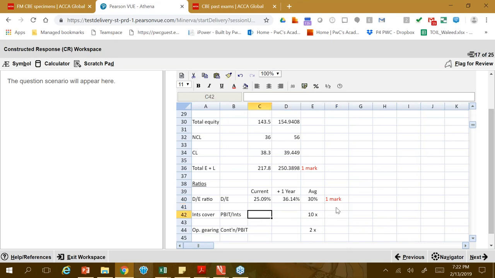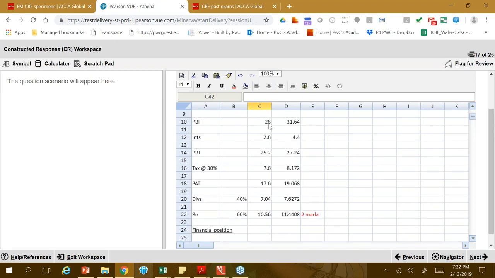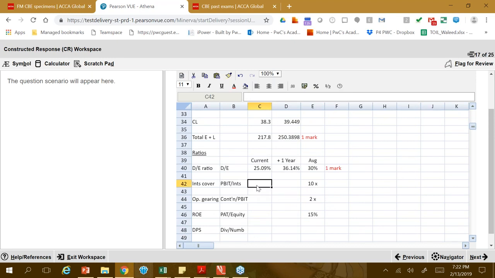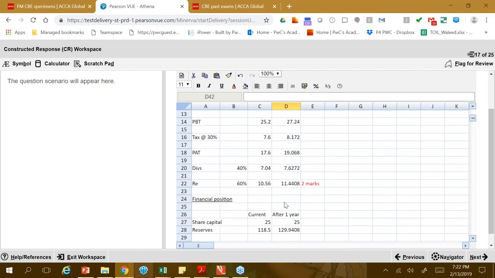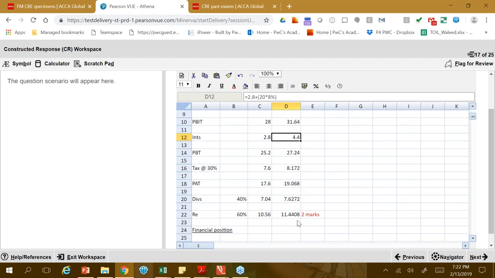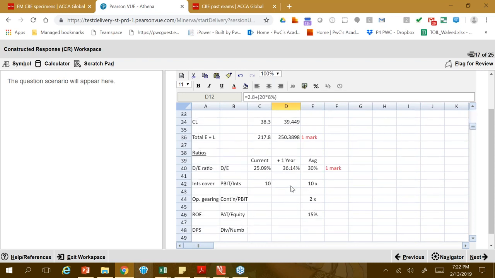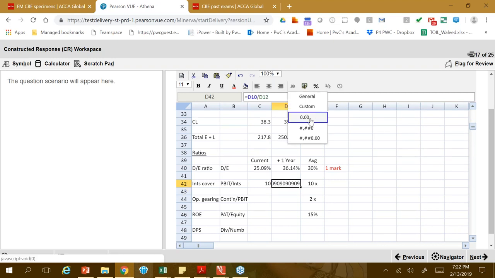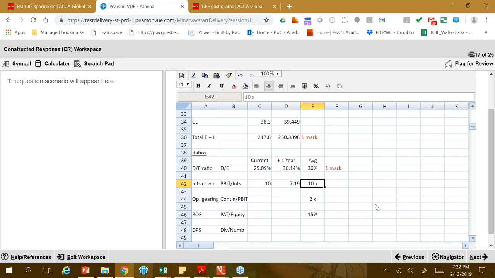Interest cover now. The current data is PBIT over interest. So where is PBIT? Here is PBIT in C10, and interest is in C12. So C10 divided by C12. And when we're looking at the plus 1 year, we're taking here the D10 divided by D12. So here is the interest cover, which is 7.19. And I will get further 1 mark here.